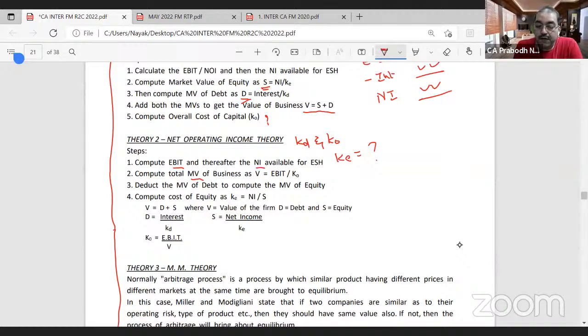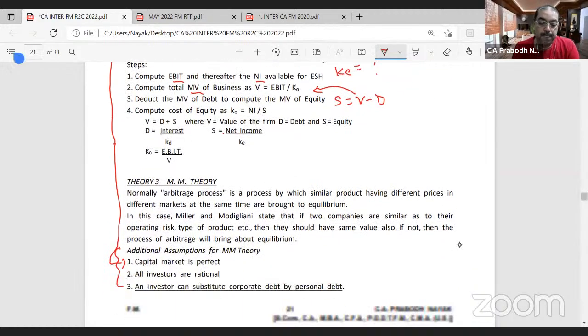So your equity, S, is equal to the total value of the business which you get from here, minus the debt which is given to you in the business. Then compute the cost of equity as net income divided by market value of equity. And I'll give you all the notations here. V is equal to D plus S, D is equal to interest upon KD, S is equal to net income upon KE, KO, overall cost of capital, WACC, is equal to EBIT upon V.